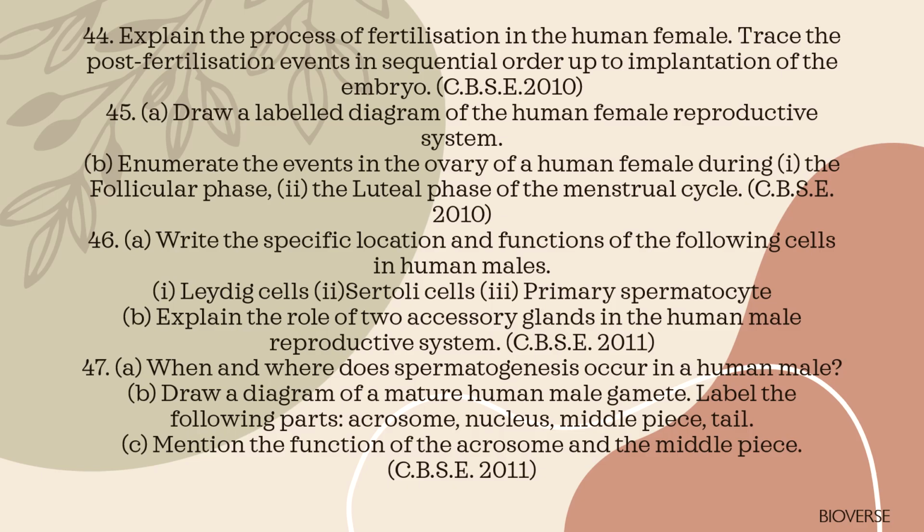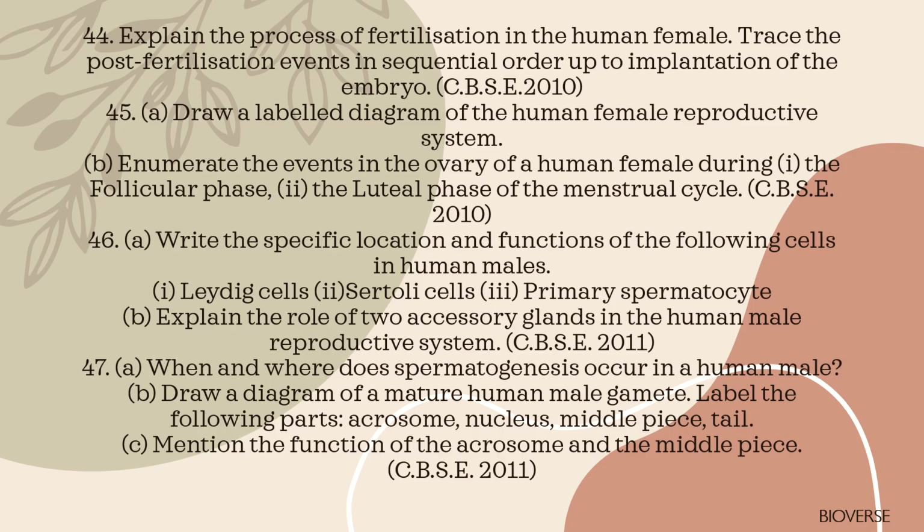Question 46. A. Write the specific location and functions of the following cells in human males. A. Leydig cells, located in interstitial spaces of testes, secrete testosterone to regulate spermatogenesis and male secondary sexual characters. B. Sertoli cells, located inside seminiferous tubules, support and nourish developing sperms, secrete inhibin.